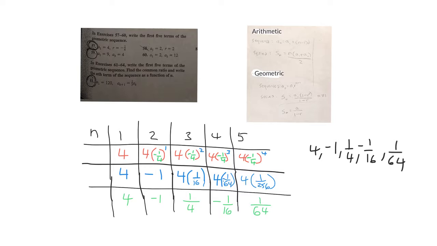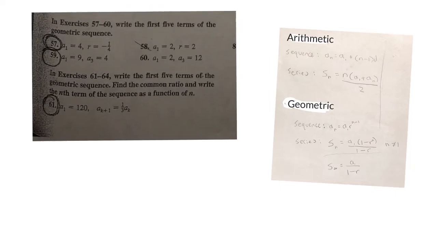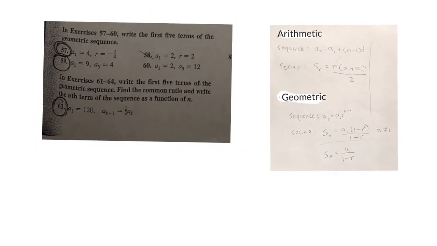Let's move on to number 59. Okay, so let's take a look at 59. A sub 1 is 9, A sub 3 is 4. Okay, so this one's different. We're still going to use a table, okay? But they're being tricky with us because in problem number 57, they gave you R. They don't give you R this time. They give you the third term instead. So they're expecting you to find out what R is, okay?